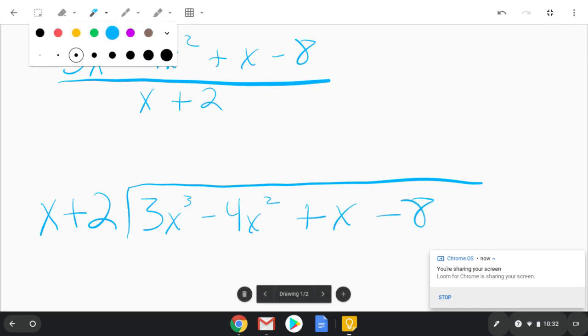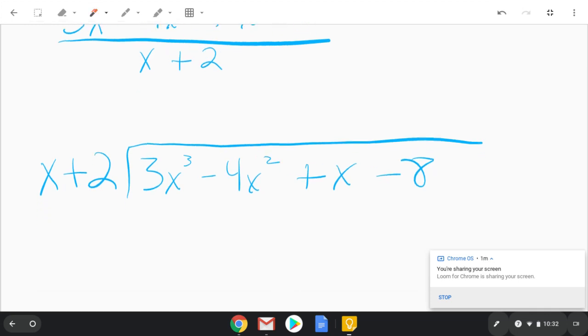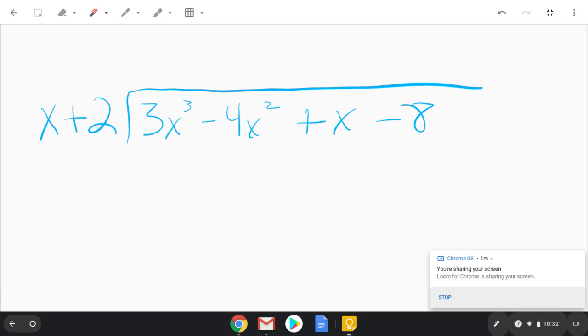Let's change up our colors here. Now we'll go red. All right. So the question you're going to be asking is, how many times does x go into 3x cubed? Or what is 3x cubed divided by x? And that is 3x squared. And so I'm going to write that term above the x squared term here.